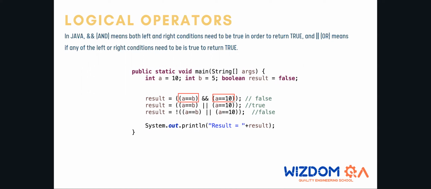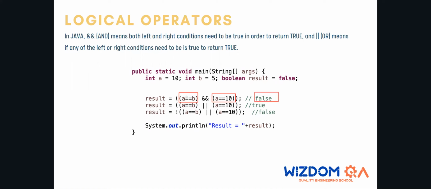Whatever you're learning with me can be applied anywhere else and vice versa. What I'm trying to say here is this is a little more challenging. Here I'm saying if A is equal to B and A is equal to 10, are these two operations true or not? Obviously it is going to be false.